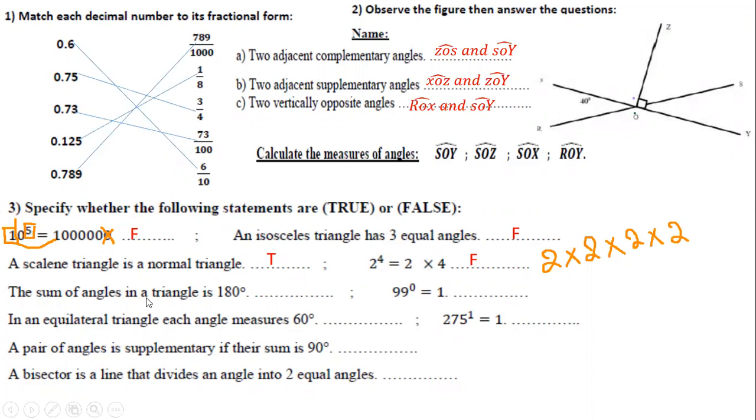Yes, miss. The sum of angles in a triangle is 180 degrees. True or false? False. If you have a triangle, it has 3 angles. If we add the measure of the 3 angles, what will be the measure? 180. True or false? True. This is the most important sentence we learned in the triangles lesson. We must never forget it. The sum of angles in a triangle is 180 degrees.